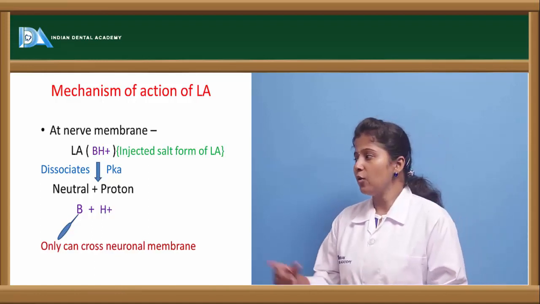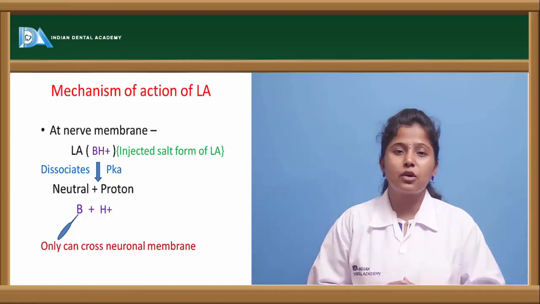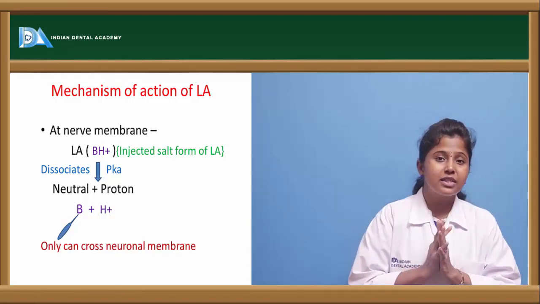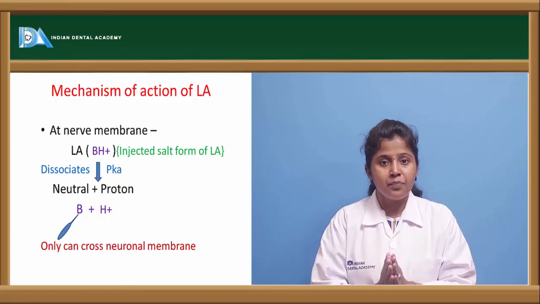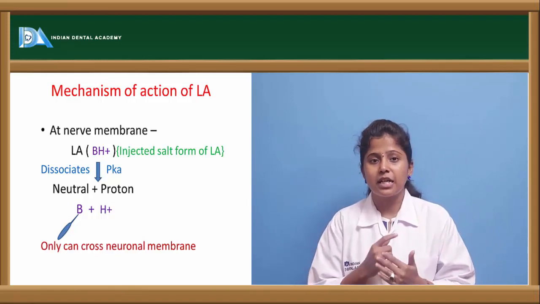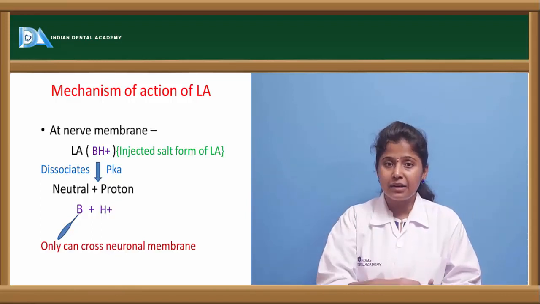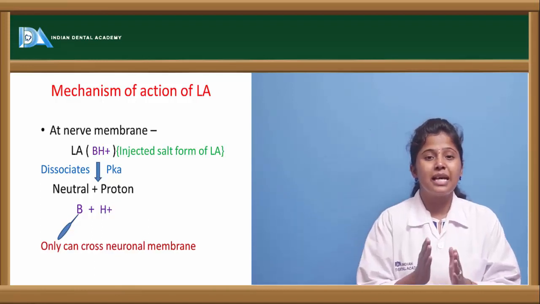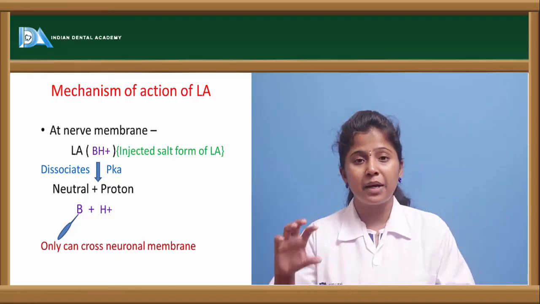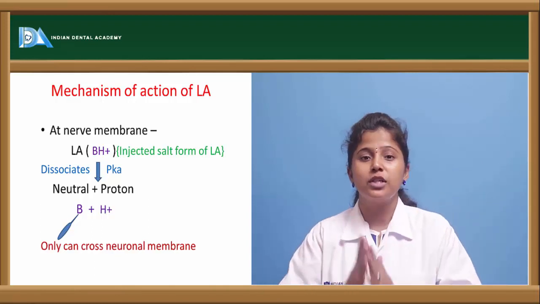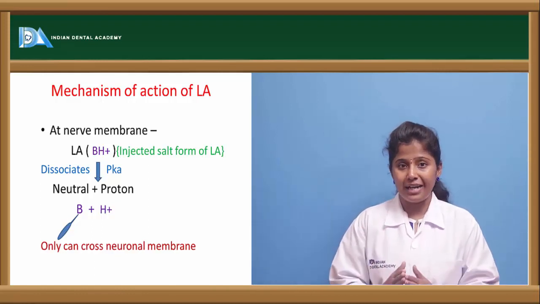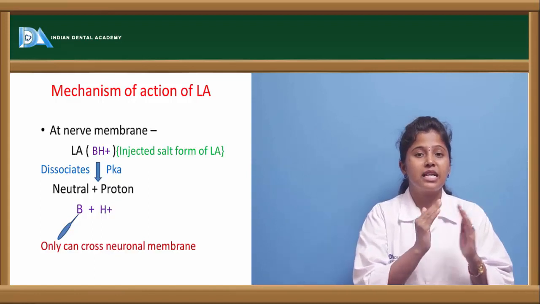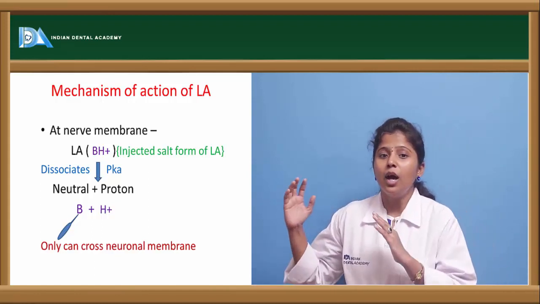Here, at the terminals or nerve endings, these local anesthetics are injected in the form of salts. Once we inject them at the nerve endings or nerve membranes, they get dissociated because of the pKa, because of the amine hydrophilic group which is responsible for the dissociation of these local anesthetics. They dissociate into the component containing the aromatic ring, and the protons.